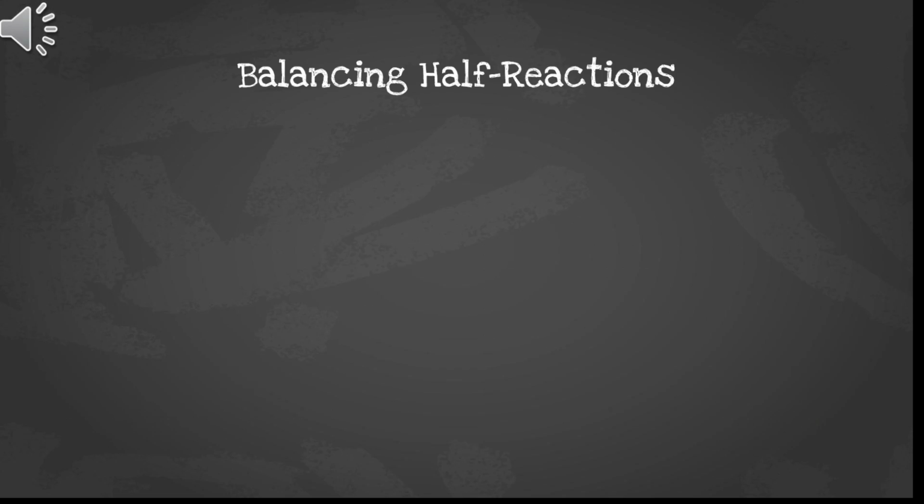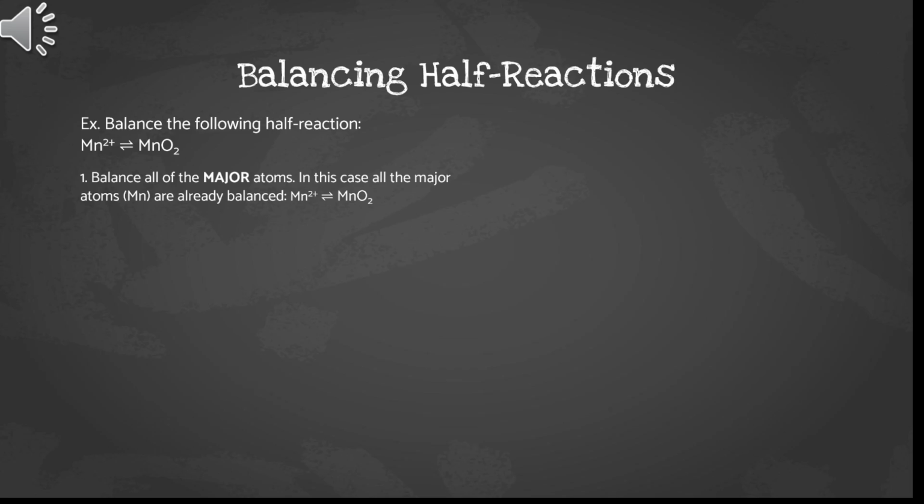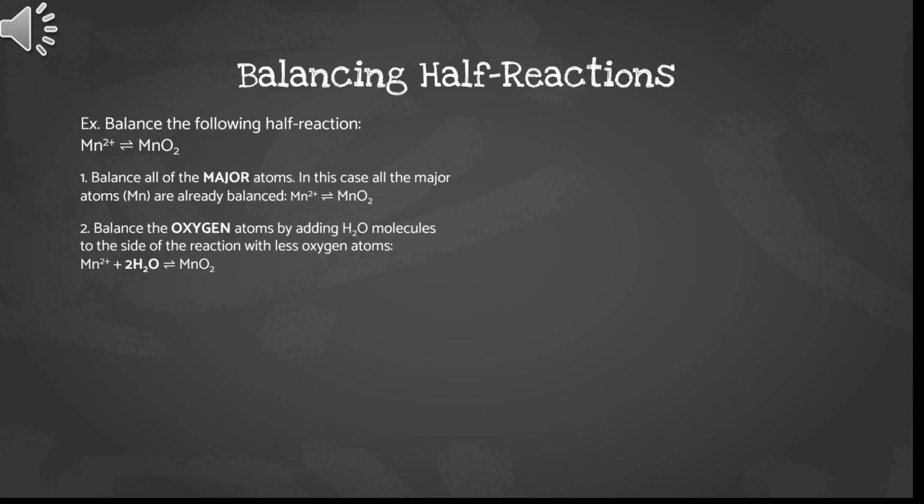Here's an example of how to balance a half reaction. Take the following half reaction: Mn2+ forms MnO2. First, balance all of the major atoms. In this case, all the major atoms are already balanced. Second, balance the oxygen by adding H2O molecules to the side of the reaction with fewer oxygen atoms. In this case, we added 2 H2O to the reactant side.